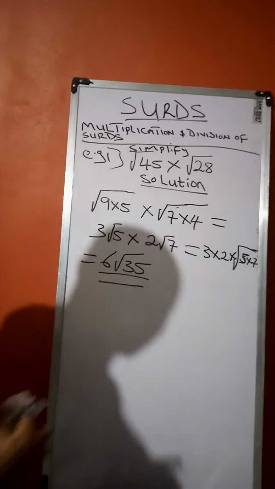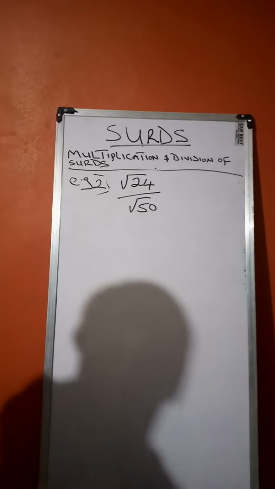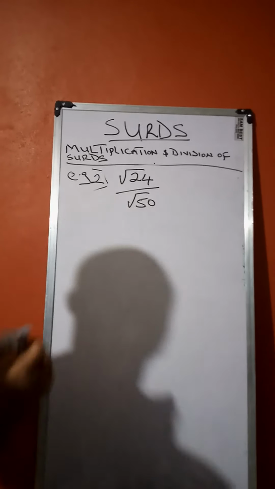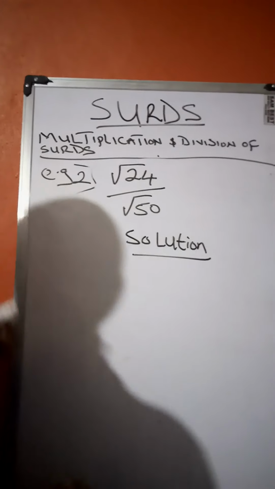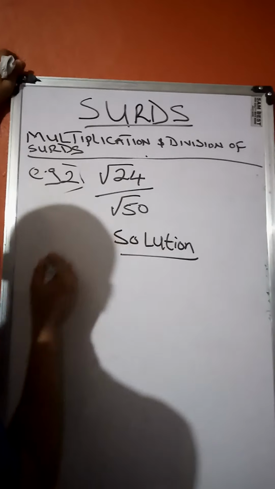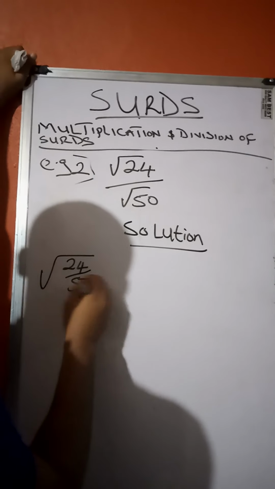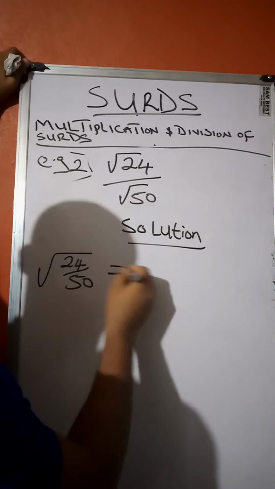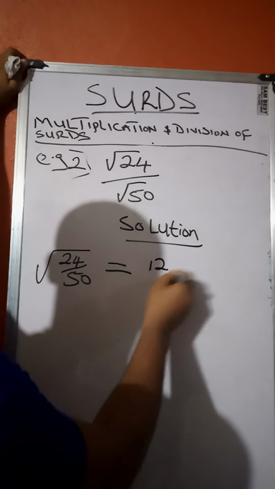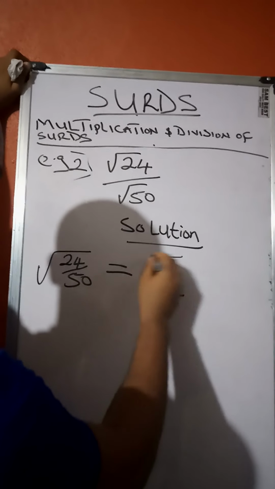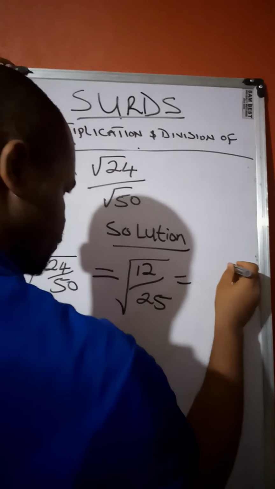We'll take another example to explain further. Root 24 over 50. Now I am given this. Remember in our second rule of surd, if I'm given this, my solution, I can decide to reduce this. I can decide to write this question as what? 24 over 50. It is allowed from the second rule of surd. I can divide these two. If I divide here, I'll be having what? 12 over 25 root. I can write it as what?